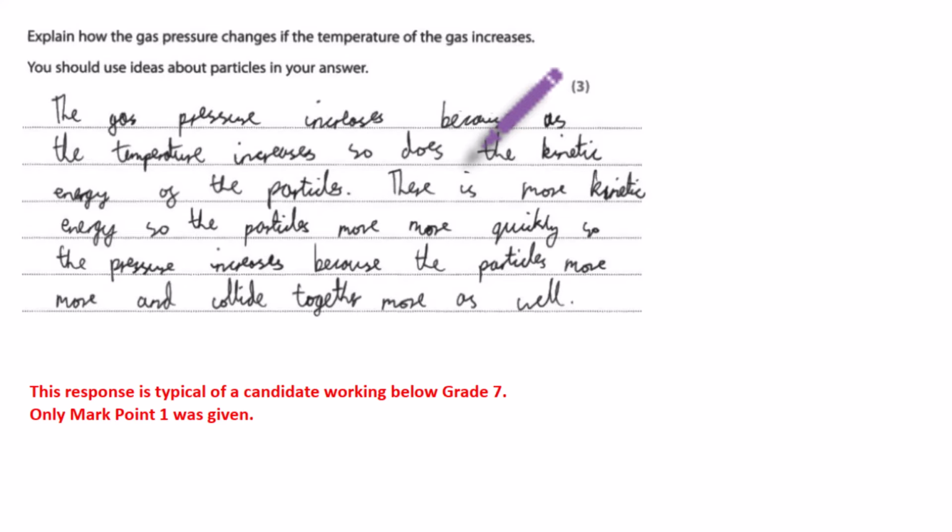Explain how the gas pressure changes if the temperature of the gas increases. You should use ideas about particles in your answer. One of the most common questions. The gas pressure increases because as the temperature increases, so does the kinetic energy of the particles. There is more kinetic energy, so the particles move more quickly. So the pressure increases because the particles move more and collide together, repeating the same thing over and over again. That is not just how it works. This response is typical of a candidate working below grade 7. So this type of answers will only get you grade 7.